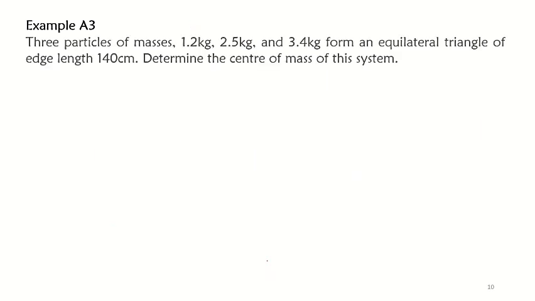Another example: you have 3 masses, m1, m2, m3, and these 3 masses form an equilateral triangle. An equilateral triangle is a triangle which has equal sides, the lengths of the sides are equal. So the point here, point here, point here. Equilateral triangle means these sides are equal.